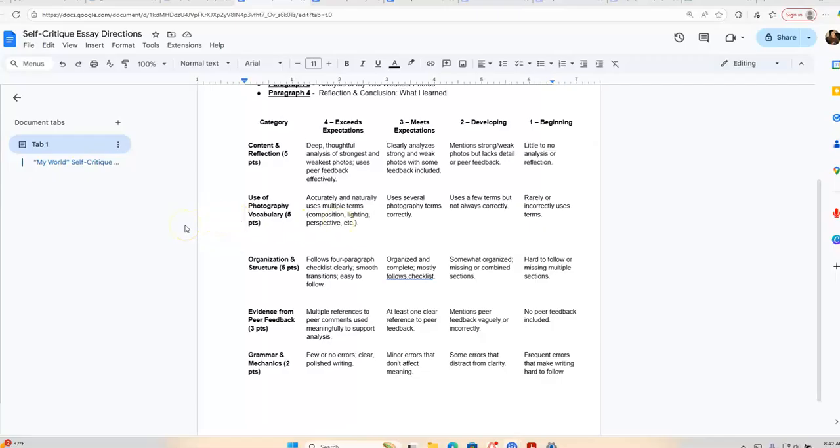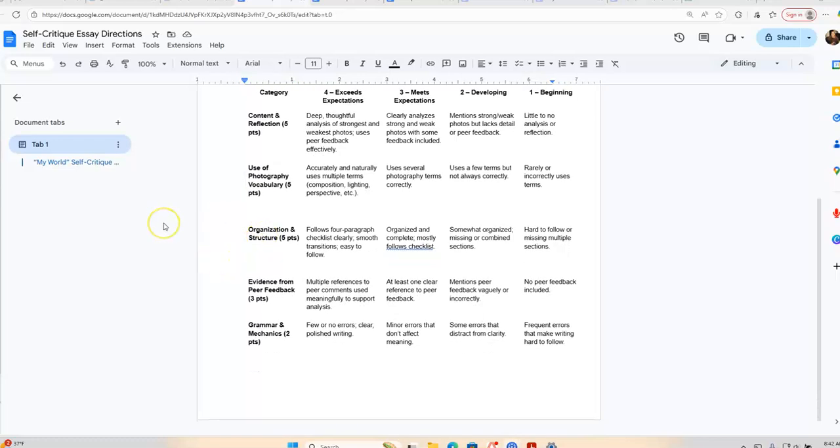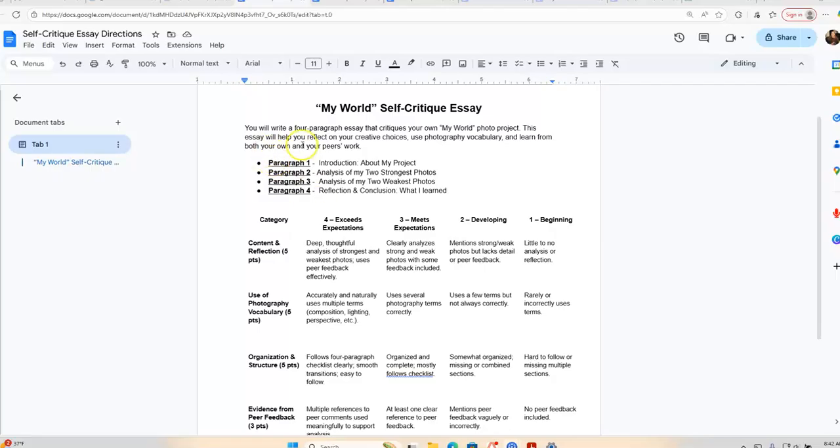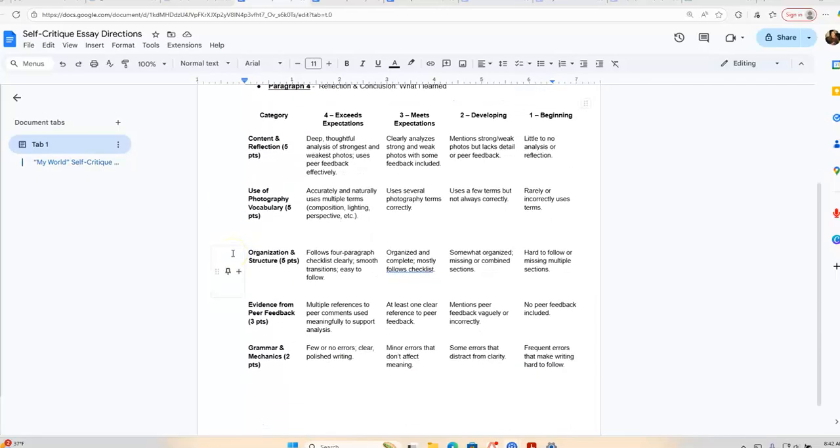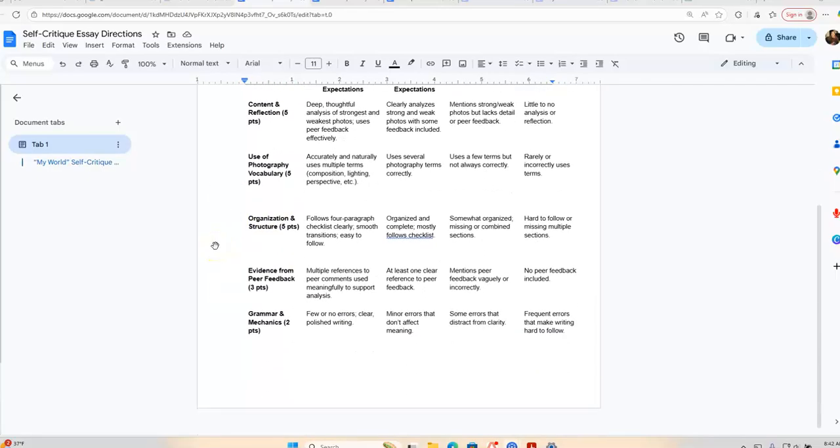Use of photography vocabulary. This one is very important to me. I want you to make sure you're incorporating our elements of photography like line, shape, color, all of those things, but also our components of composition that we talked about, like the rule of thirds and things like that. So again, referring back to your notebook and to your notes that we've taken since we've started our photojournalism unit is going to be very important. Organization and structure. As long as you follow this 4-paragraph format that I've provided for you, you're going to be just fine in that category.